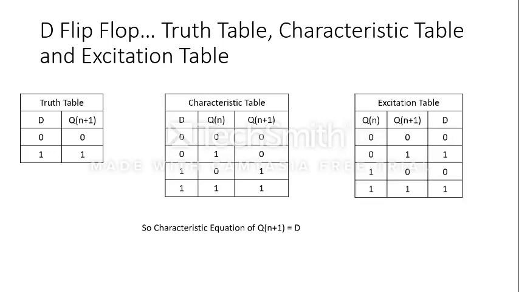Next is the excitation table. For the excitation table, you will have Qn plus 1, you will have Qn, and you have to find the values of D only. It is again very simple that irrespective of the value of Qn, you will only identify the value of Qn plus 1 and write the value of D. Whatever value Qn holds is not relevant here. You will only target whatever value is there for Qn plus 1 and write the same value for D, right? That is what has been mentioned in the excitation table also. So this is the truth table, characteristic table and excitation table for your D flip-flop.